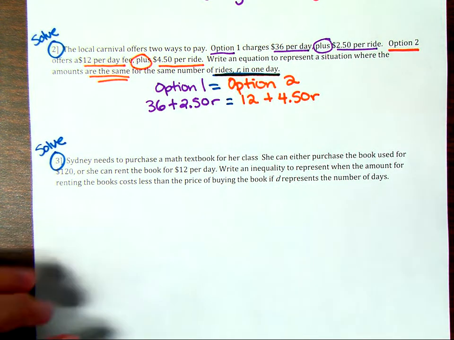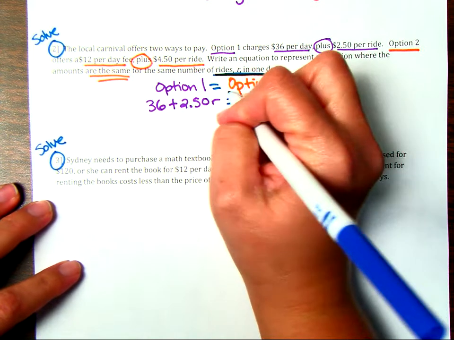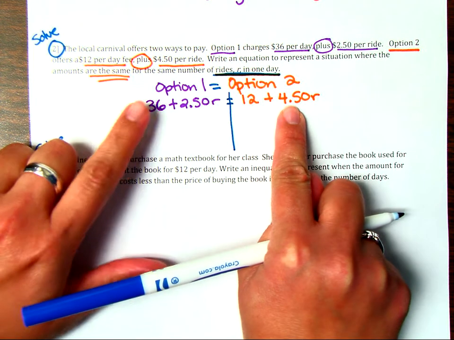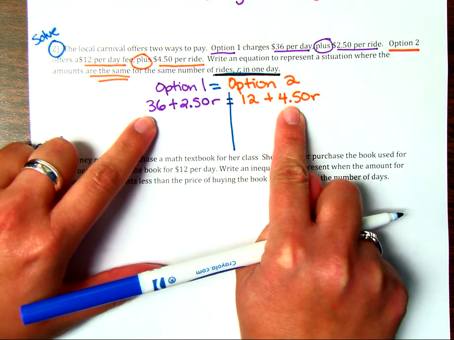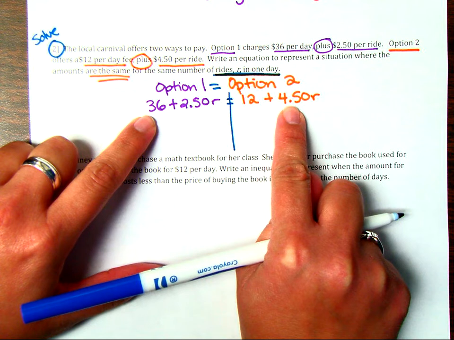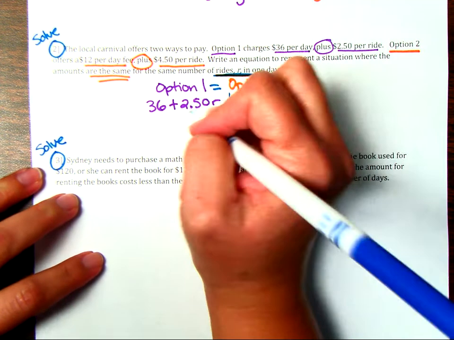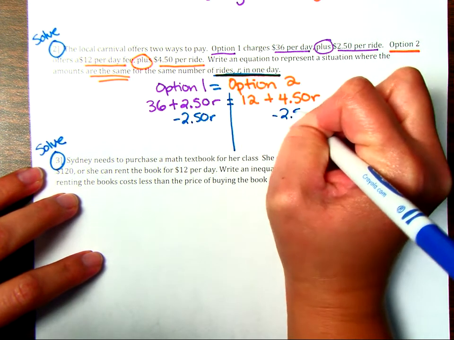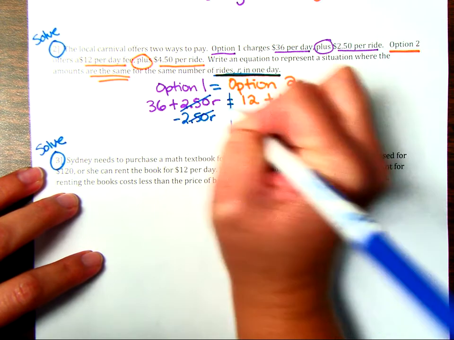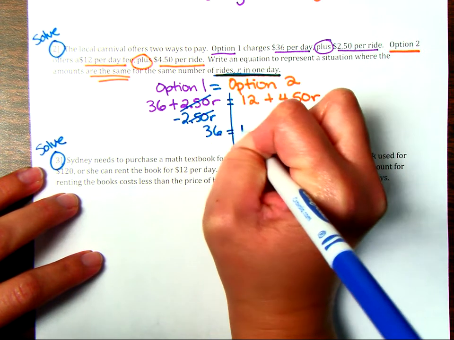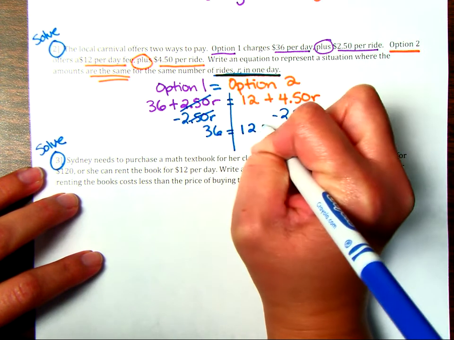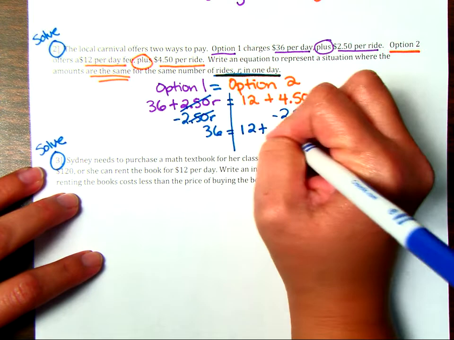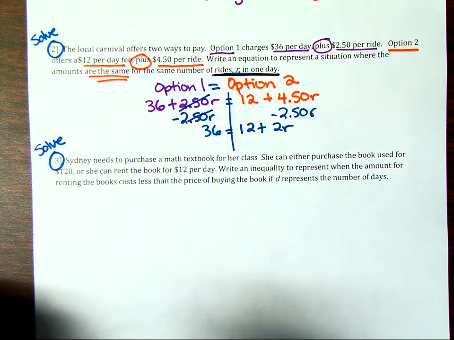So we have variables on both sides. There's no distributive property on either side. There's no combining like terms on either side, so I need to move my variable. So if I move my variable, I'm going to move the positive 250R, and that cancels out. We have 36 on the left and 12 over here, and 450 minus 250 would be 2R. So now I have a two-step equation.